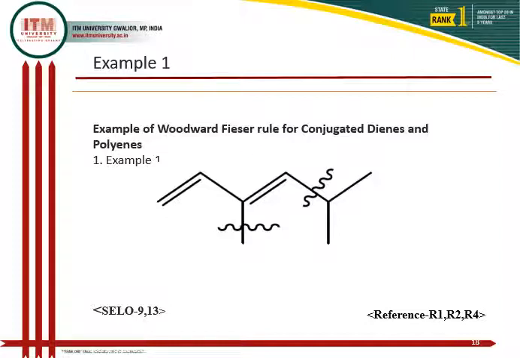So let's see an example of the Woodward-Fieser rule for conjugated dienes and polyenes. We are taking example number 1. This is a conjugated diene. Tell me whether it is cyclic or acyclic. Yes, acyclic. The ring is not there. This is a branched acyclic compound. So it is a conjugated diene? Yes. Here is the double, then single, then double, double, single, double. This is the conjugation part, the part where the conjugation is there.